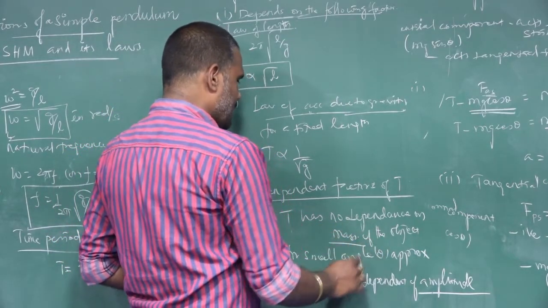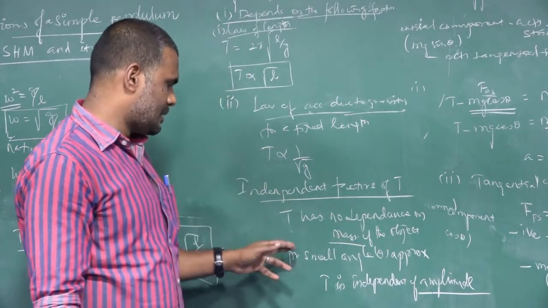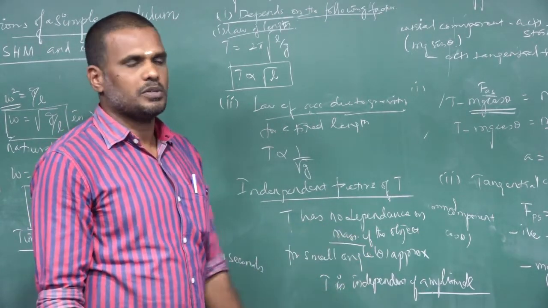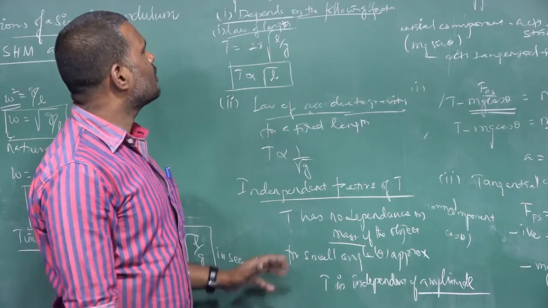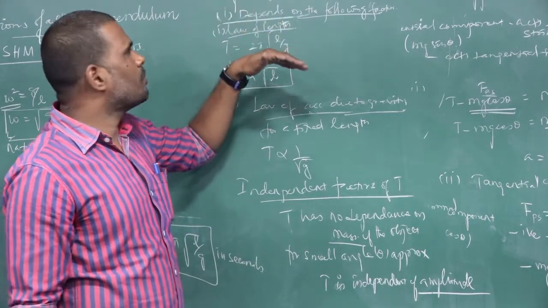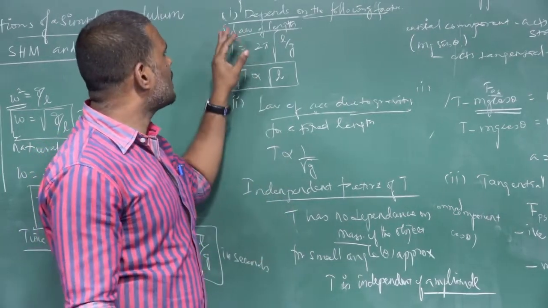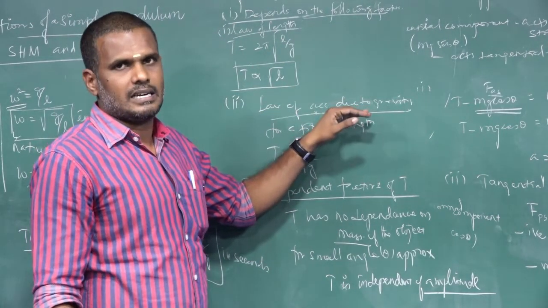Here, time period has no dependence on mass. And second thing, time period is independent of amplitude for smaller angle approximations. So thus, we can conclude, when we speak about laws of simple pendulum, there are two factors to which the period of oscillation is dependent upon. One is law of length and another one is law of acceleration.